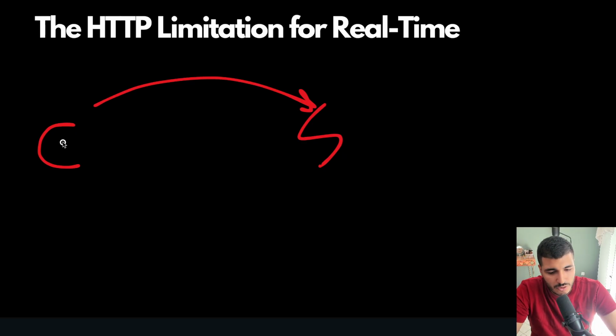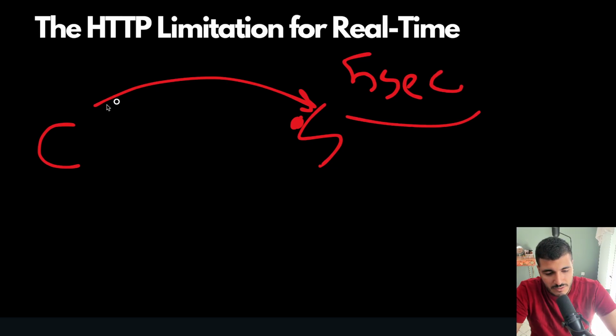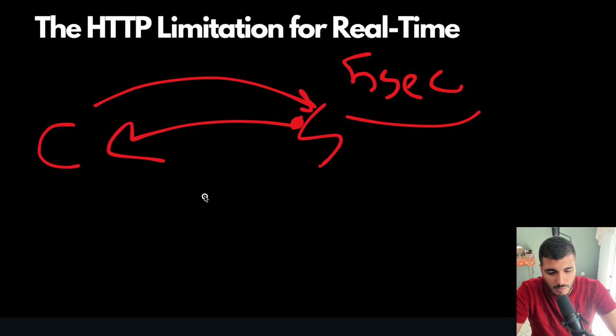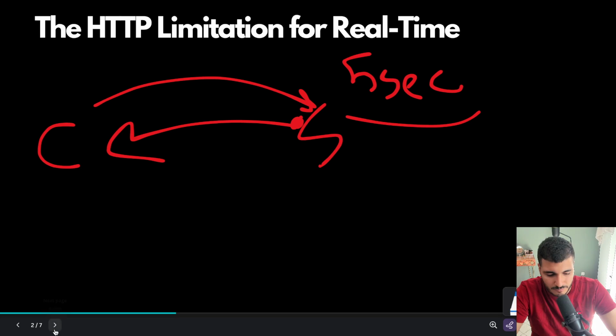So when the client asks the server, do we have anything new? The server will hold this request, let's say for 5 seconds. If it got anything new in these 5 seconds, it will send the data back to the client. If it didn't get anything new in the 5 seconds, it will send an empty response anyway to the client. So it's better than polling, but still not the best solution.